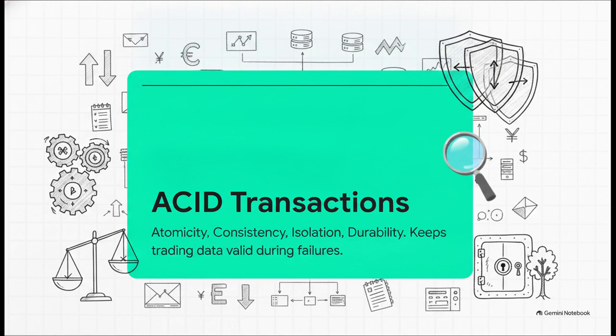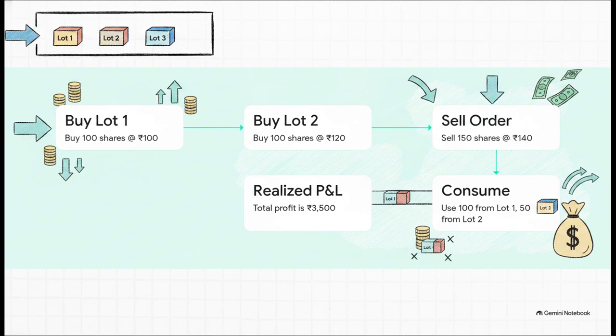Atomicity is what ensures that either every single one of those updates succeeds together, or the whole thing rolls back like it never even happened. It's an all-or-nothing deal. And this brilliantly illustrates exactly why we emphasized that queue data structure earlier. Let's walk through a FIFO trading example together.